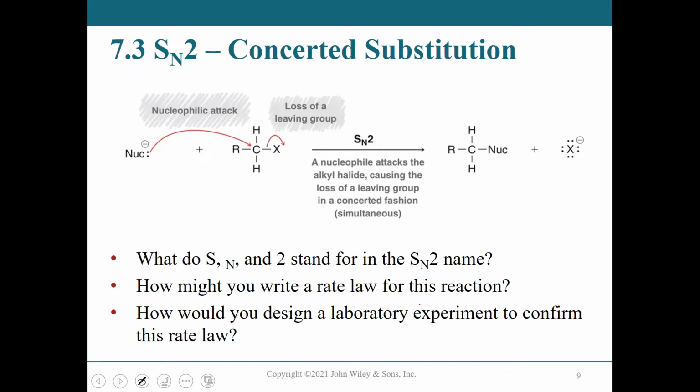What do SN and 2 stand for in the SN2 name? The 2 is bimolecular nucleophilic substitution. Bimolecular nucleophilic substitution is too long, so that's why we call it SN2. What does that mean, bimolecular? Bimolecular is a kinetics term, meaning that the kinetics of the reaction depends on 2 molecules.